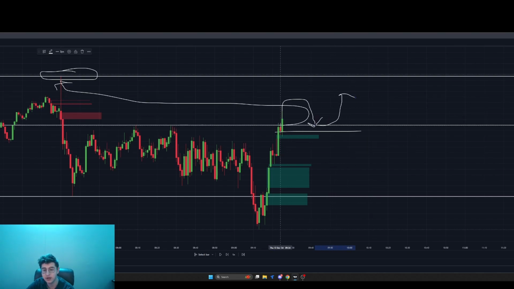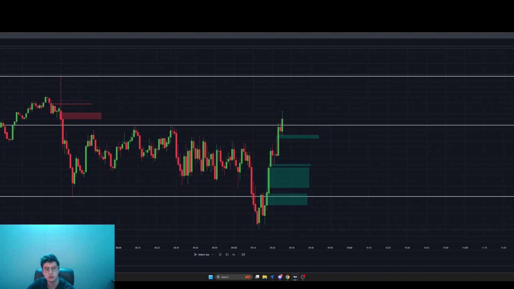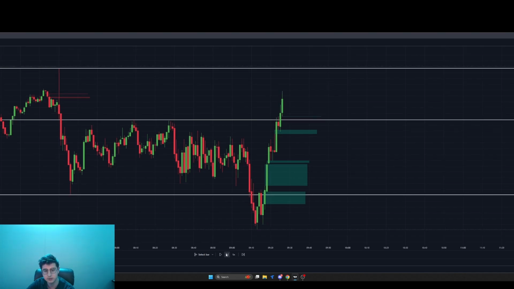Okay, if price doesn't come back down to retest and it just goes straight up to the moon, okay, don't trade it. Next trading opportunity is right here. All right, so let's see what happens. Okay, let's see what happens. Next candle. Look, never really came back to retest it, so right now our opportunity's gone.